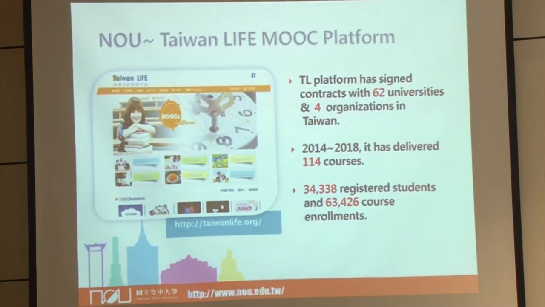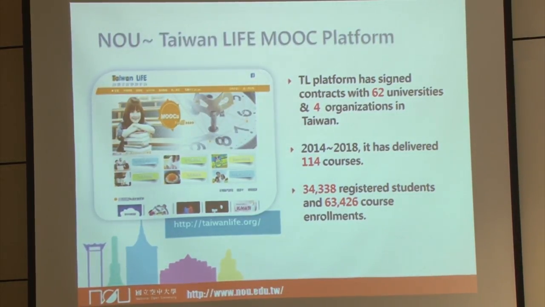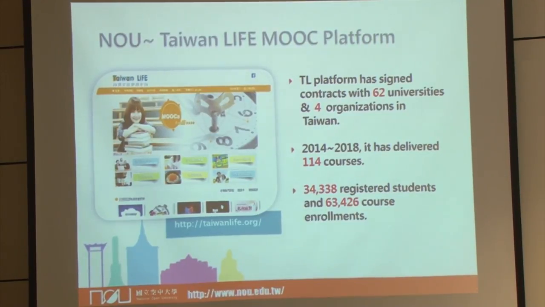They are provided by Fengjia University and Tsinghua University. Taiwan Live MOOC platform was established in 2014, and now we have signed contracts with 62 universities and 4 organizations in Taiwan. And from 2014 to 2018, it has delivered 114 courses. There are more than 34,000 registered students and more than 63 course enrollment in Taiwan Live.